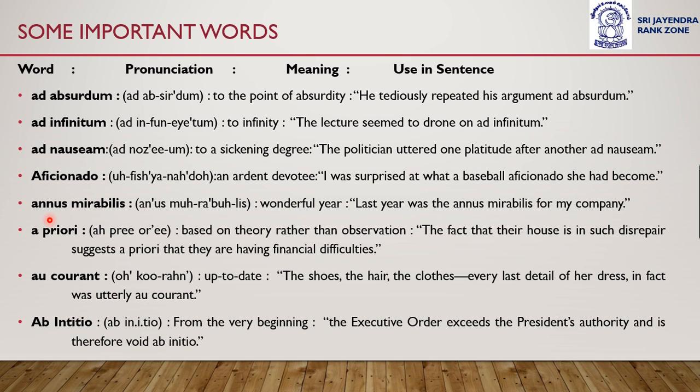Next word is annus mirabilis, which means wonderful year. Annus mirabilis means a wonderful year. Its sentence is: last year was the annus mirabilis for my company.